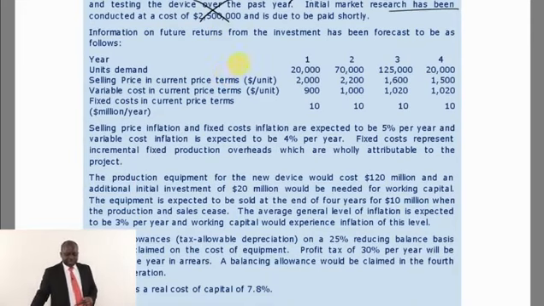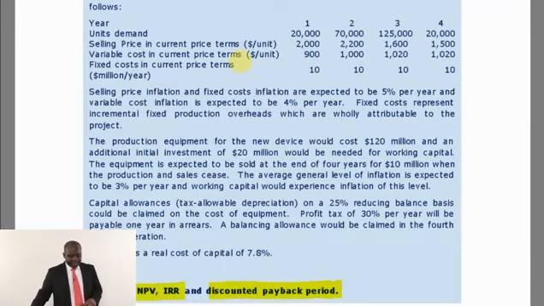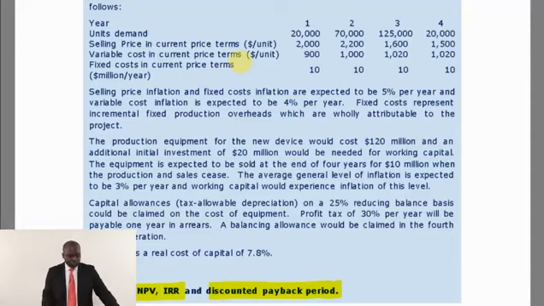Information on future returns from the investment has been forecast to be as follows, year 1 up till year 4: unit demand, selling price in current price terms, variable cost in current price terms, fixed cost in current price terms. Selling price inflation and fixed cost inflation are expected to be 5% per year, and variable cost inflation is expected to be 4% per year. Fixed costs represent incremental fixed production overheads, which are wholly attributable to the project.